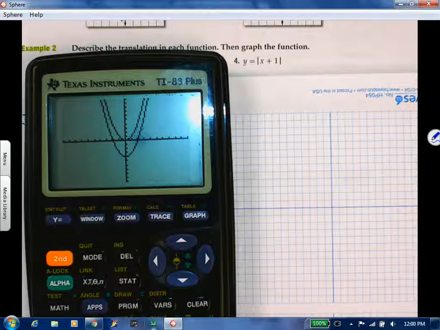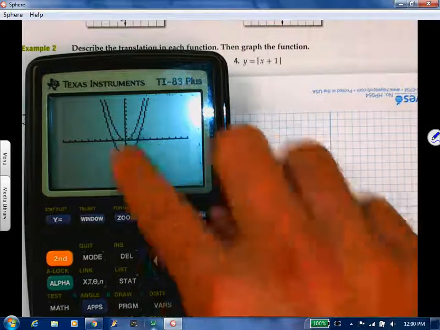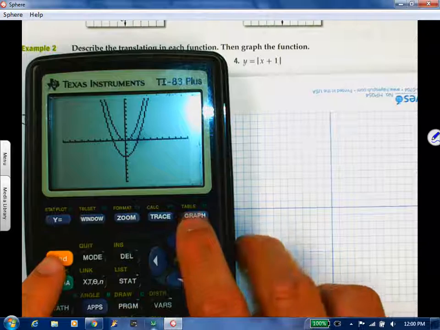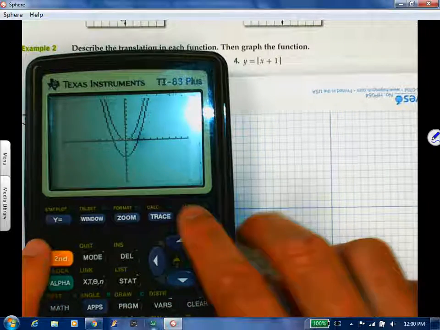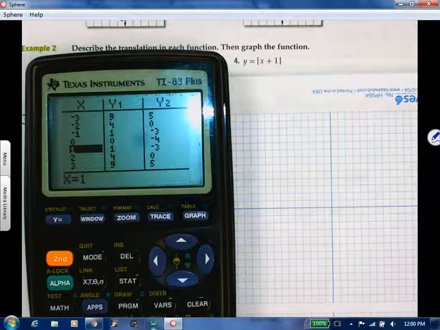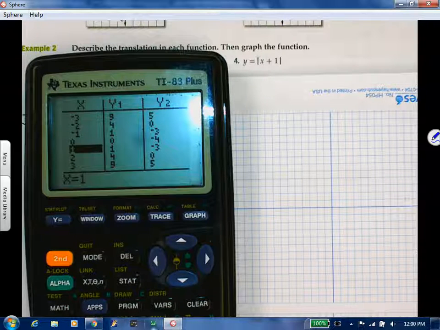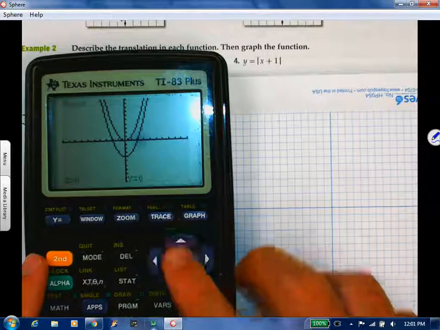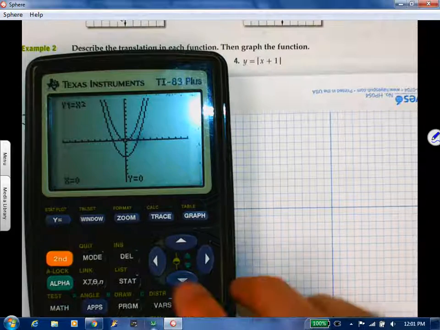So from here, how do we get these points? Where do we go to get the points of these two? The table. So second graph takes you to your table. And now you have the points that will help you graph your problem. Notice you have 2 y values, only 1 column for x's. So y1, if you forget which one is which, on your graph, if you hit trace, it'll tell you in the top left corner what graph you're on.